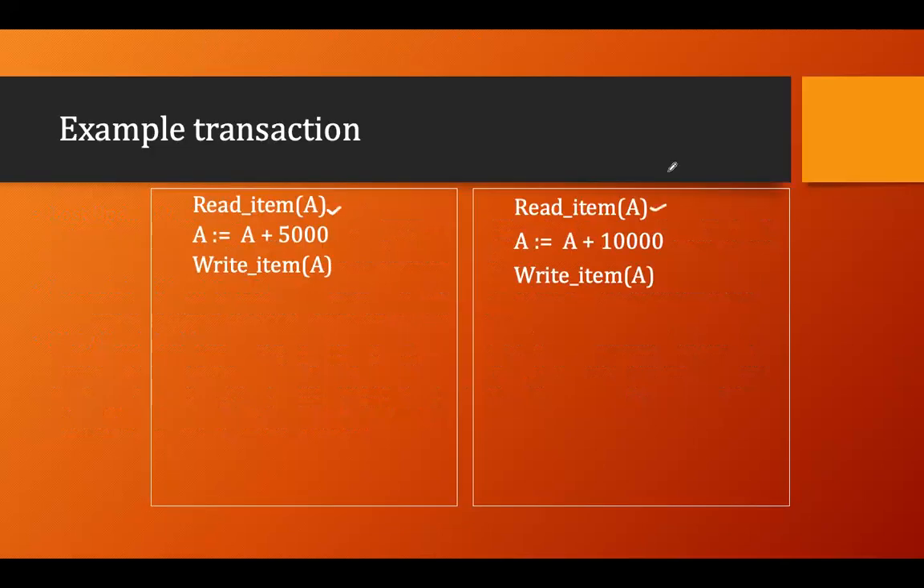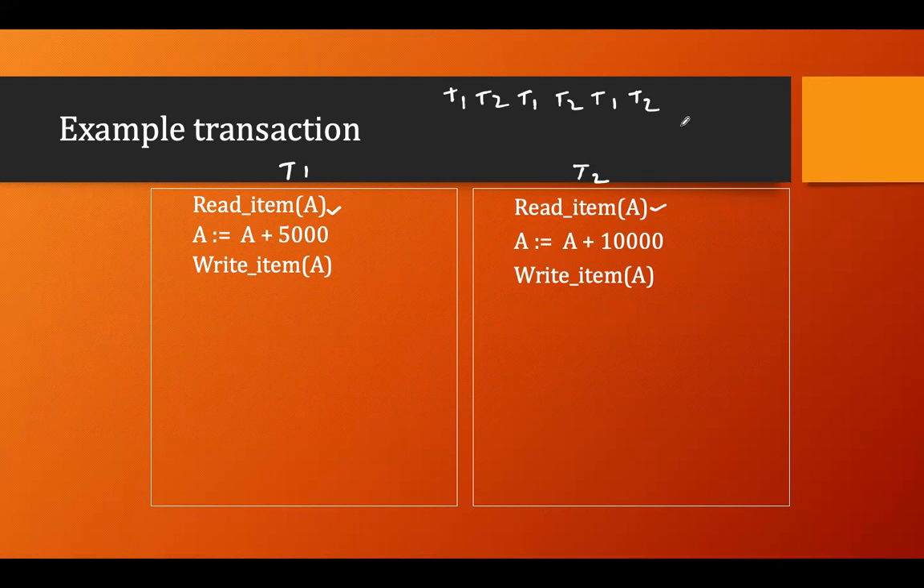Now what happens in the concurrent execution of the transactions? Let's assume that this is T1 and this is T2. When we do concurrent execution, generally some operations of T1 will be performed, after that some operations of T2, again some of T1, again some of T2, again some of T1, and again some of T2. This is called non-serial execution, or you can say concurrent execution.